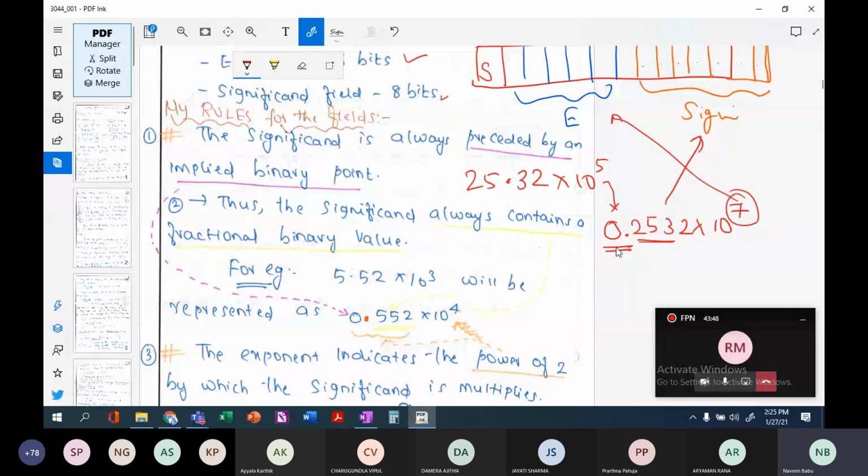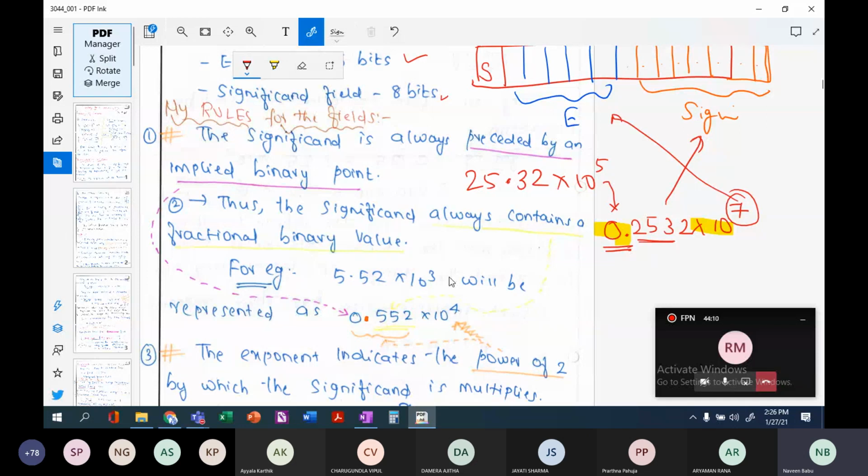So the computer will understand that it is 0 point, and at the same time it is multiplied by 10 to the power something. Okay, so these are certain rules that I'm going to check. The first rule is it will always be preceded by an implied binary point. Second is the significand always contains a fractional binary value.